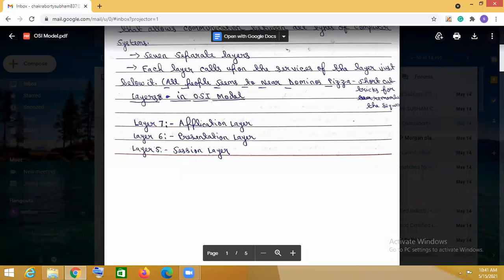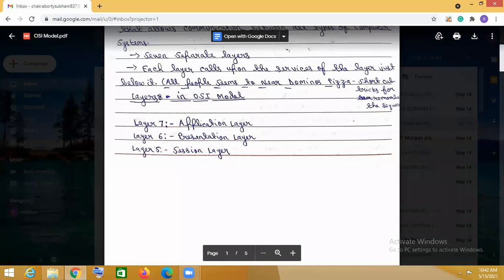If you use this sentence, "All Pupils Seem To Need Domino's Pizza," first write the first letter of each word, and from there you can write the layer names. So if you remember this sentence, according to each word, write the first letter first. All: the first letter is A.